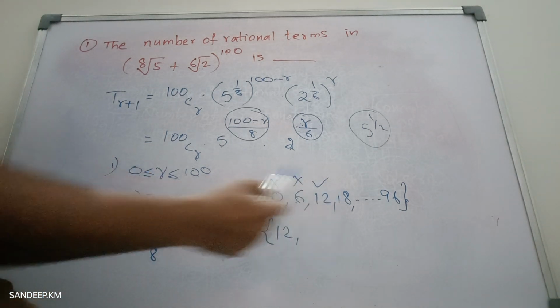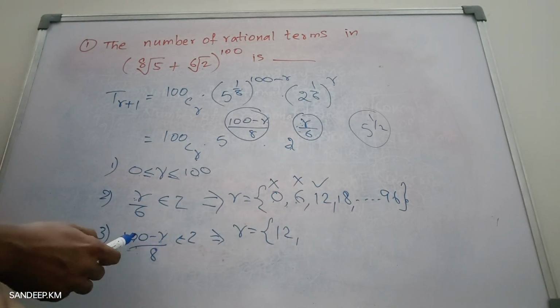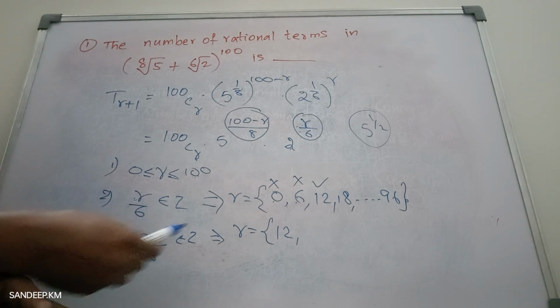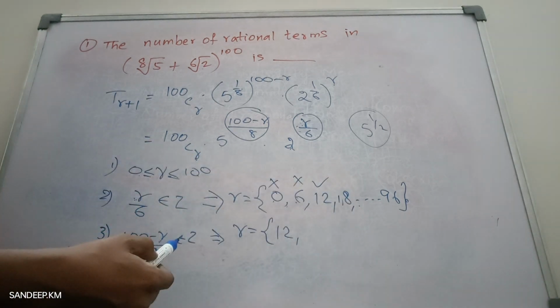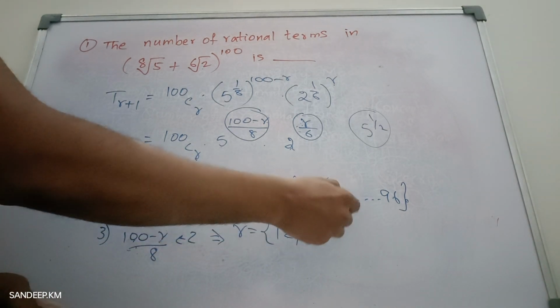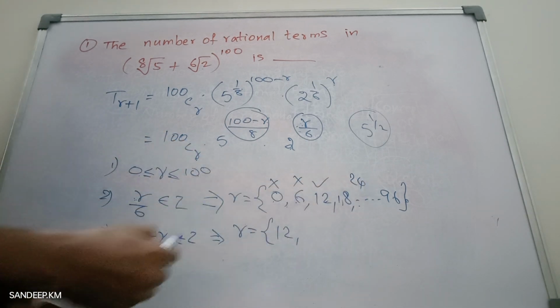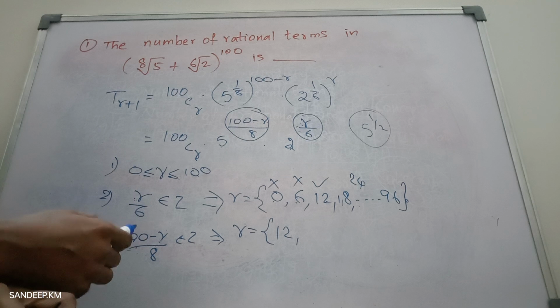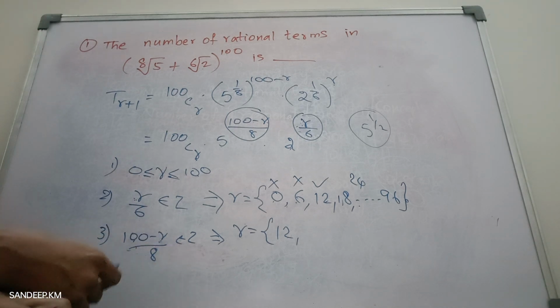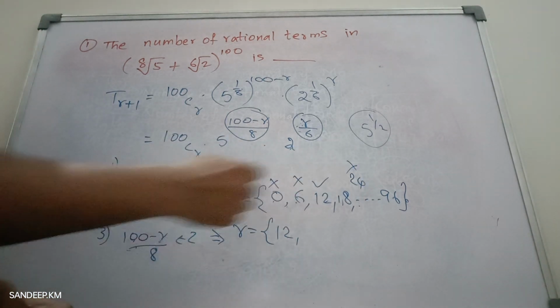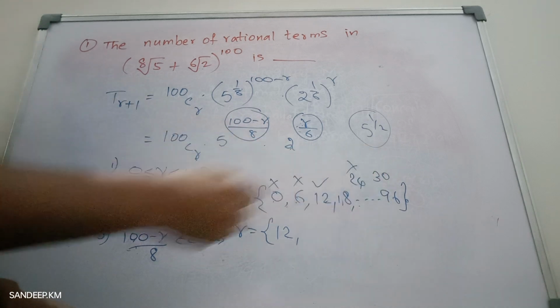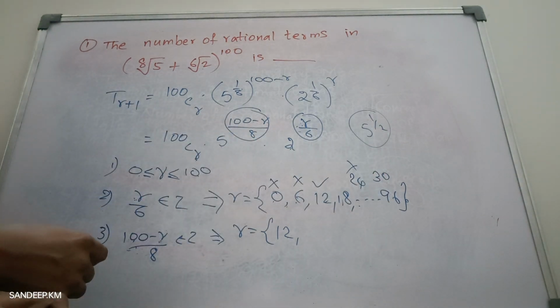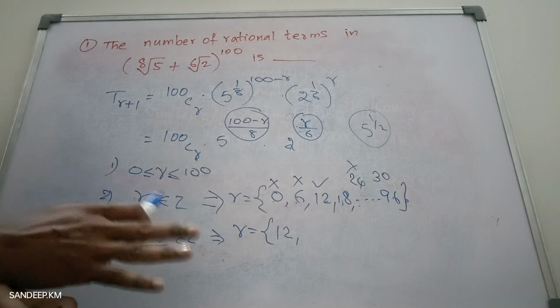Next, check with 18. Substitute the r value as 18. 100 minus 18 is 82. 82 by 8 is not an integer. So what is the next value of r? After 18, the next multiple of 6 here is 24, correct or not? So 24, if you substitute, 100 minus 24 will be 76. 76 is not divisible by 8, so even 24 cannot be taken. Next, after 24 we have 30. Substitute 30. 100 minus 30 is 70. 70 by 8 is not an integer.